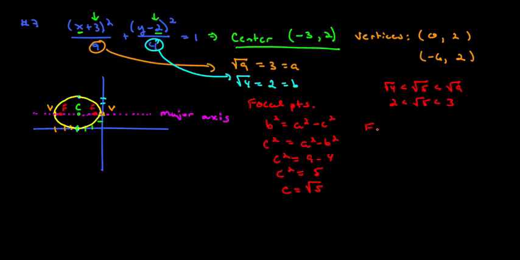So the two focal points, actually, let me write the x value first here. This is going to be the center plus the square root of 5 for the x value. Y value is still the same. And then the center minus the square root of 5. Same y value. So that gives you the center, where both of the focal points are, and where the vertices are.